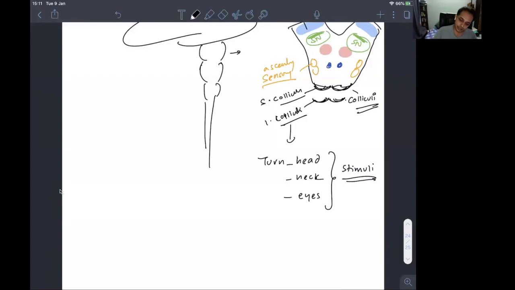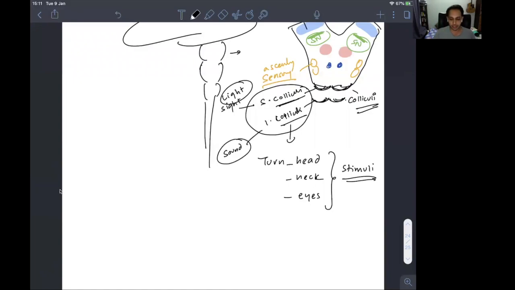That entire thing happens in this area. Your superior colliculus will respond to sight, that is, it will respond to light. Everything that you see, your superior colliculus responds, and your inferior colliculus responds to sound. Everything you hear, your inferior colliculus responds. And this entire part together is known as tectum.